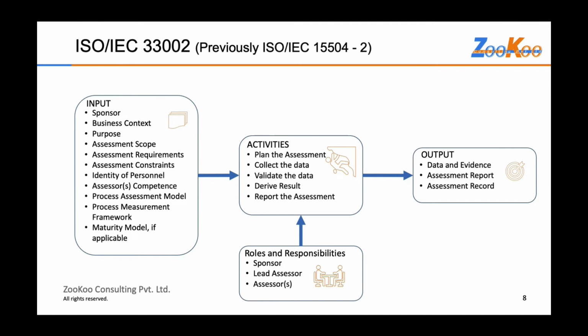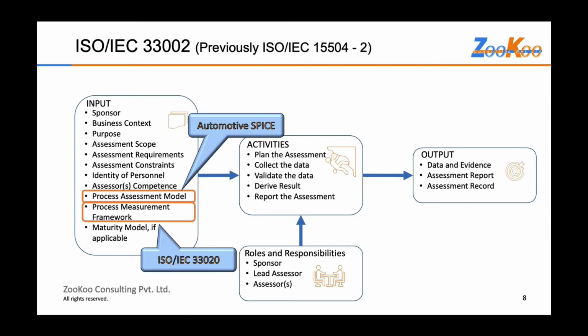Automotive SPICE is becoming so popular that people are starting to forget ISO 15504 or 33000. In fact, there are requirements from these standards which have to be met to get the certification of Automotive SPICE. Automotive SPICE is only one requirement out of many. Even this measurement framework is also coming from ISO IEC 33020.